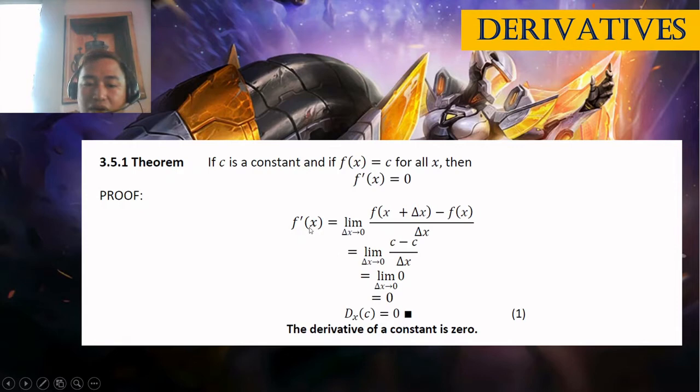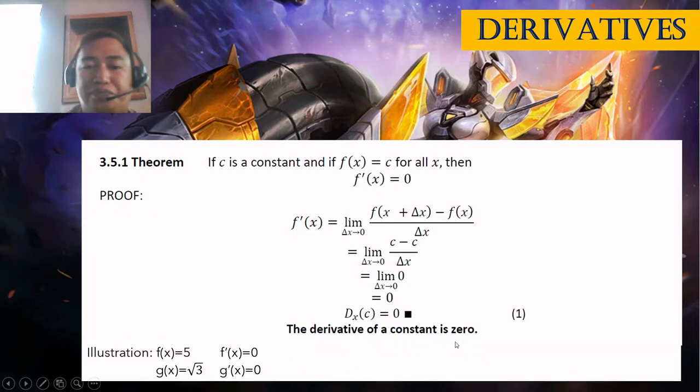Another way of writing f prime of x is d over dx of f of x. Since our f of x is c, we substitute c, so d over dx of c is equal to 0. The derivative of a constant is 0. Example: if f of x is equal to 5, then f prime of x is equal to 0. If g of x is equal to the square root of 3, then g prime of x is equal to 0, since the square root of 3 is a constant.